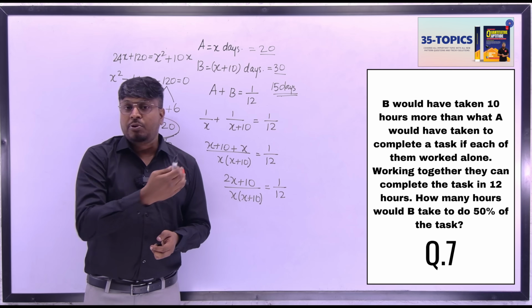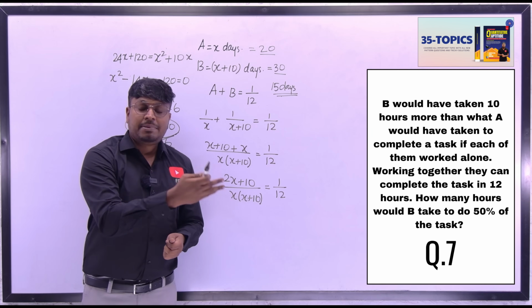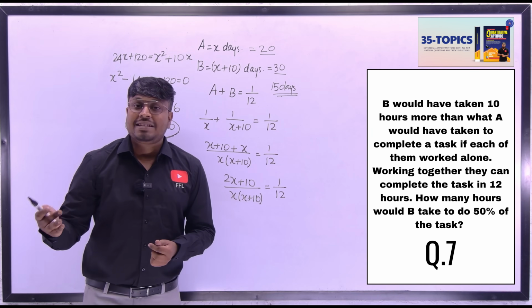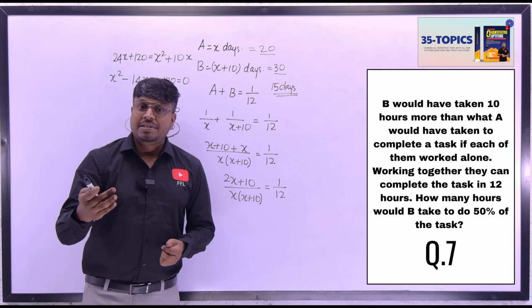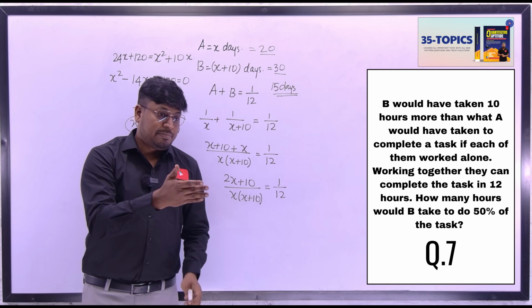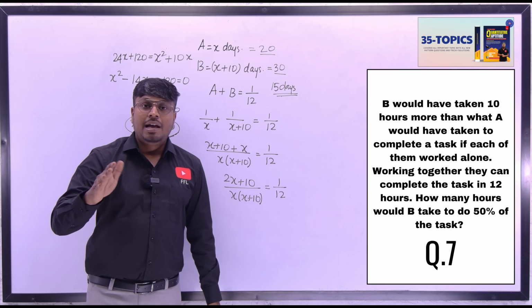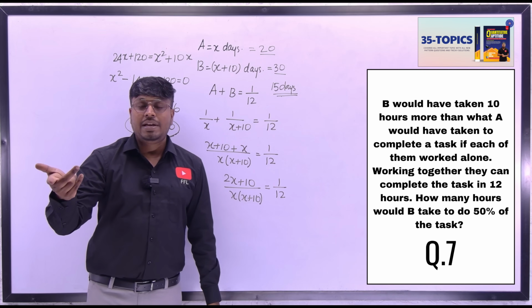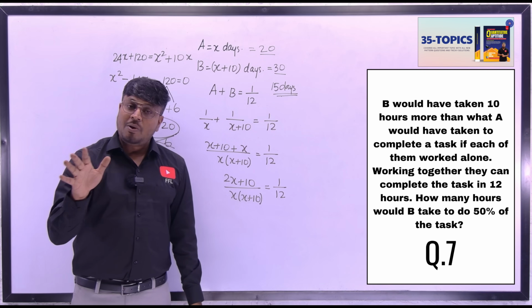So practice more questions like this. If one person is x, another person will be x minus 10. In such cases, questions like partnership, we will be getting it. So one person is investing for x months, the next person will be investing 8 months more than person A. So we assume it as x plus 8. Similar concept, right?